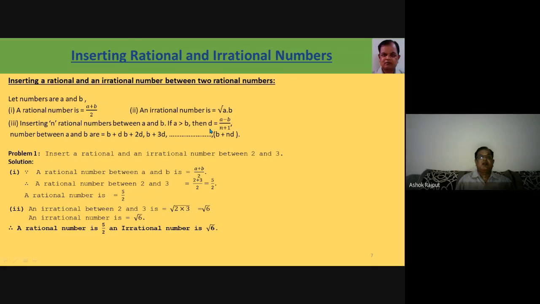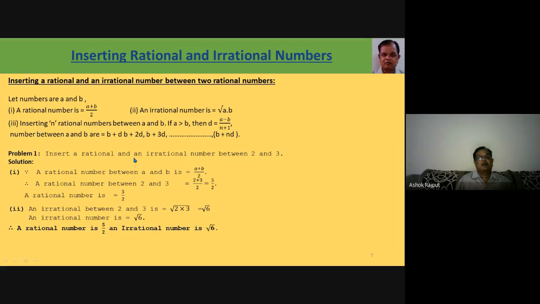If we have found out the difference, then we can write the numbers between a and b, where b is smaller. First we add the difference to the smaller number: b plus d, b plus 2d, b plus 3d, up to b plus nd. This way we can find the n rational numbers between the given numbers a and b. These are three methods of inserting rational numbers and n rational numbers. Such types of problems we are going to solve.